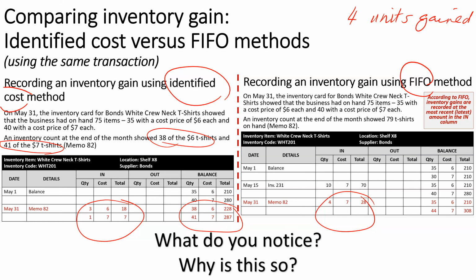Under FIFO, we know that we had 79 t-shirts in the end, so we need to apply the FIFO assumption, which is that inventory gains are recorded at the most recent or the latest amount in the in column, which would be this transaction that occurs on May 15. Once again, you can see a difference in the amounts. Here we have an inventory gain of $25 in total, and here it is $28 in total.